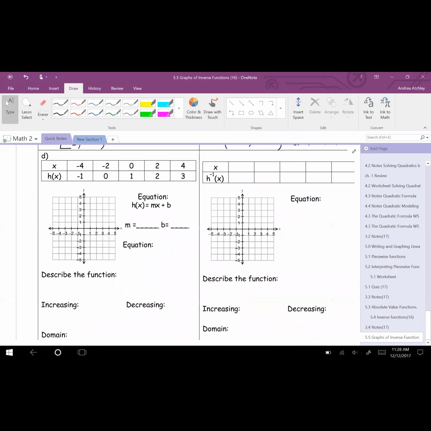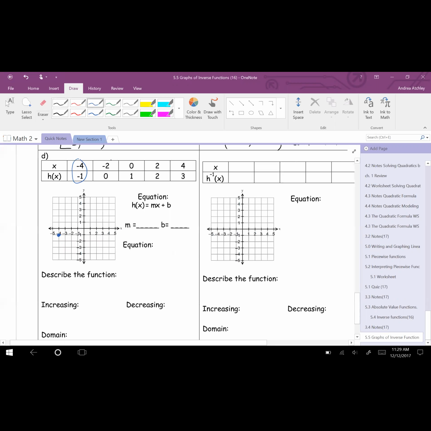Okay. So now the last way I'm going to give you the function is in ordered pairs. We gave it to you as an equation, we gave it to you as a graph, and now we're going to give it to you as ordered pairs. So you're just going to graph these ordered pairs. I'm going to graph -4 and -1. So I'm going to go where x is -4 and y is -1.